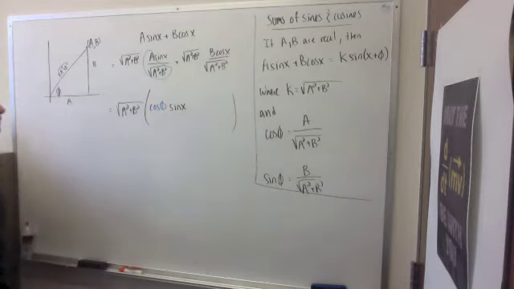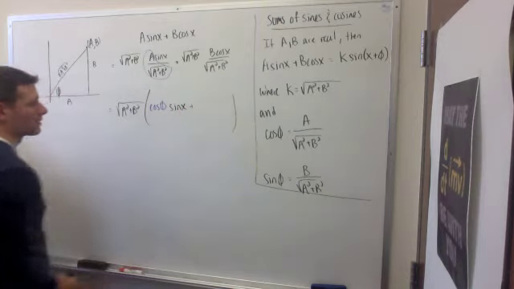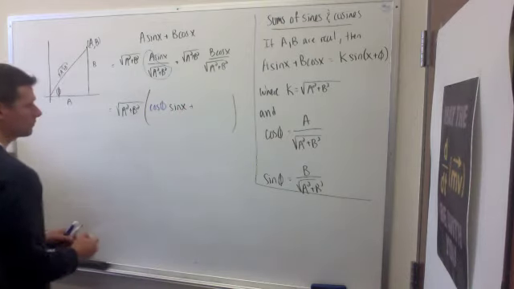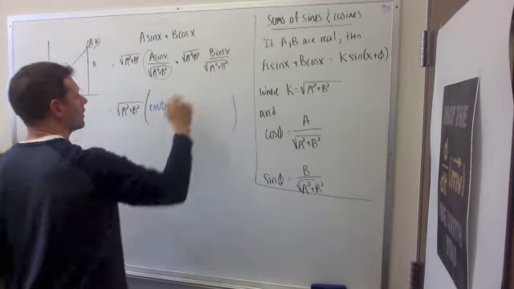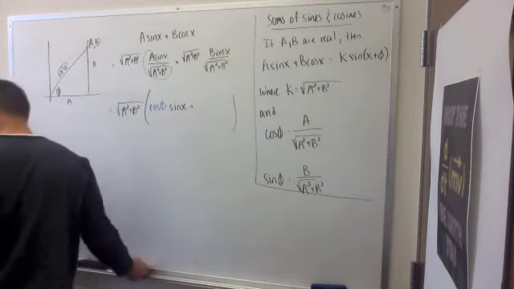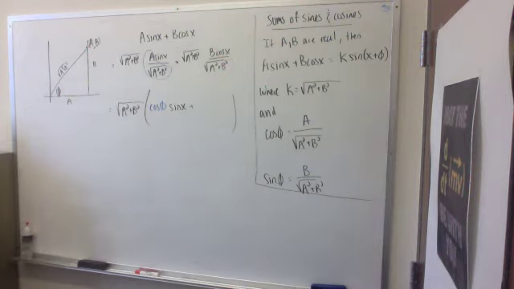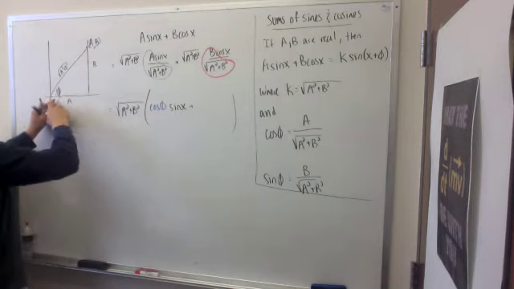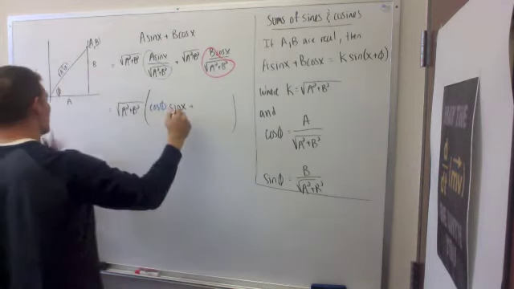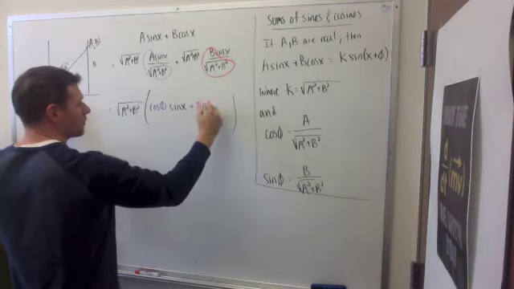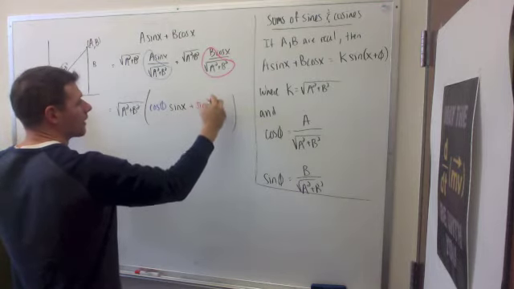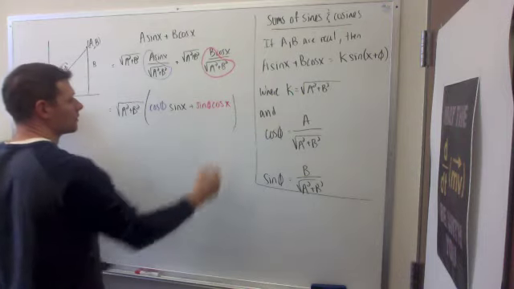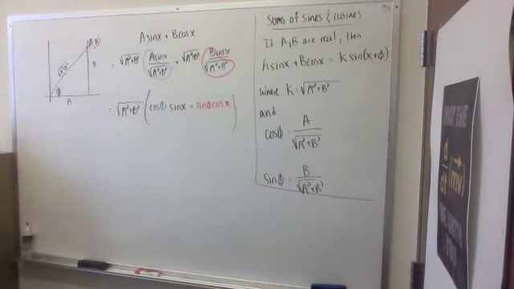times sine x, plus, now check this out. This right here, and you probably can't see that on the computer, but that's okay. This guy right here, that's sine, opposite over hypotenuse of this angle phi. Sine of phi, okay, and then I have cosine x. So I have cosine phi times sine x plus sine of phi times cosine x.